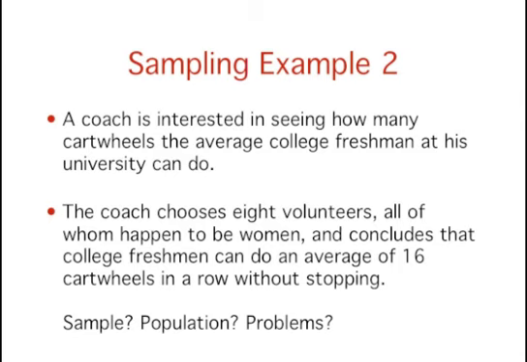The sample includes the female students who volunteered to do cartwheels. The population includes all freshmen at the university where the study was conducted. The problem with choosing this sample is that, again, random sampling was not used, and so generalizations back to the population can be grossly inaccurate. Rather than randomly sample from all college freshmen and ask them to turn cartwheels, the coach chose only women and chose only those who volunteered.